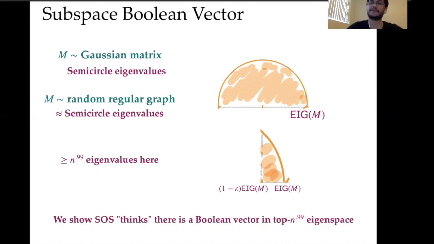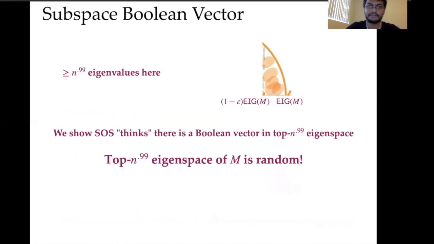And the way we prove that the degree-4 sum of squares algorithm does not beat the eigenvalue-based refutation is we prove, in some sense, that degree-4 sum of squares thinks that there is a Boolean vector sitting in the top n to the 0.99 eigenspace. It's worth noting that the top n to the 0.99 eigenspace is some sort of random subspace. When M is a Gaussian matrix, it is literally a uniformly random subspace. When M is the Laplacian of a random d-regular graph, it's some kind of random subspace. It's not uniformly random, but it's random enough for our purposes.